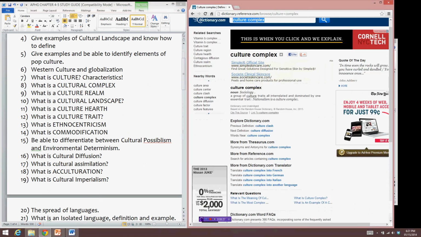What is a cultural complex? Well, a cultural complex is a group of related cultural traits, essentially. That's basically what it is. Now, that begs the question, what is a cultural trait? As we can see here, there's another one of the words that I want you guys to be familiar with. A cultural trait is basically a single attribute of culture, or a single thing that could be defined as a part of one's culture.